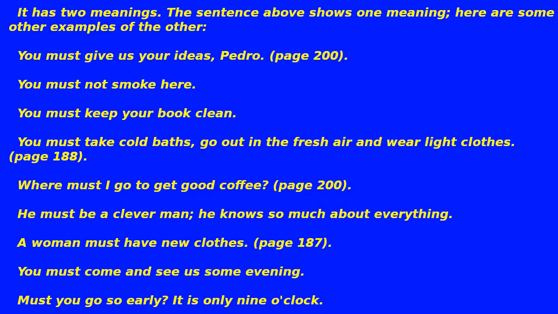It has 2 meanings. The sentence above shows one meaning. Here are some other examples of the other. You must give us your ideas, Pedro. Page 200. You must not smoke here. You must keep your book clean. You must take cold baths, go out in the fresh air and wear light clothes. Page 188. Where must I go to get good coffee? Page 200. He must be a clever man. He knows so much about everything. A woman must have new clothes. Page 187. You must come and see us some evening. Must you go so early? It is only 9 o'clock.